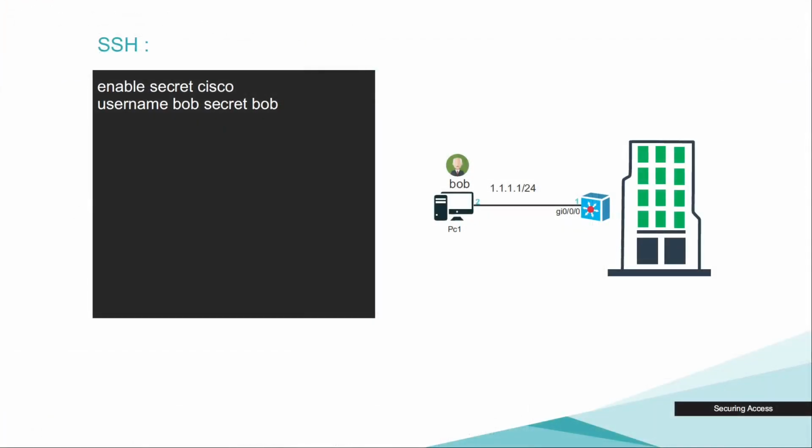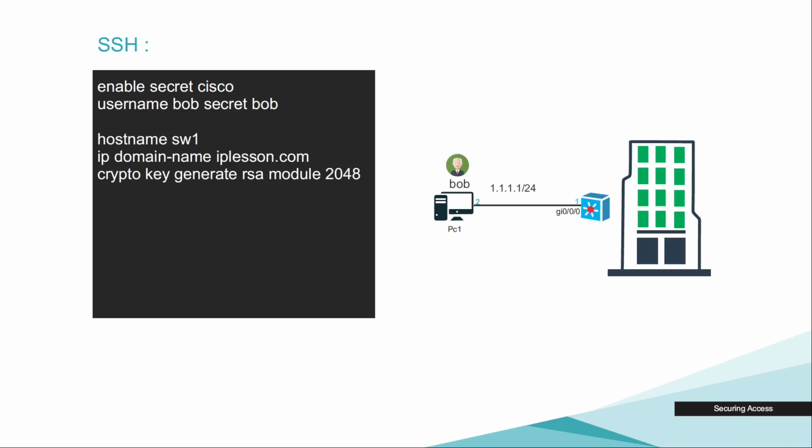The next protocol is SSH. In order to configure SSH, we need to have an IP address for our PC and for our switch. After that, we need to create an enable secret, then create a username and password.